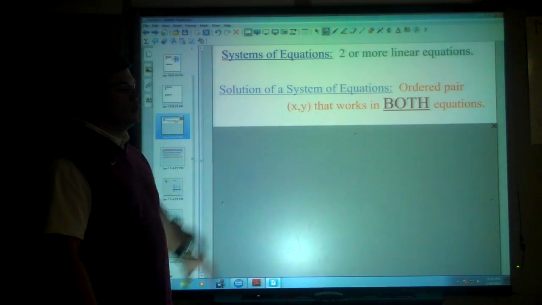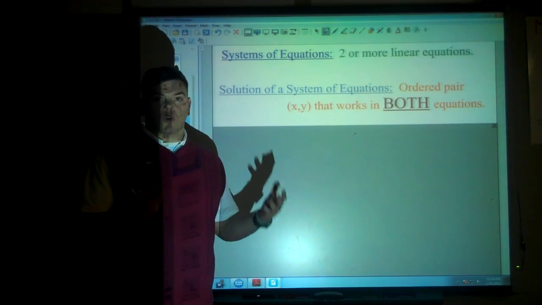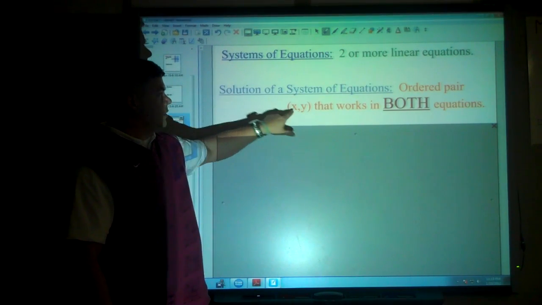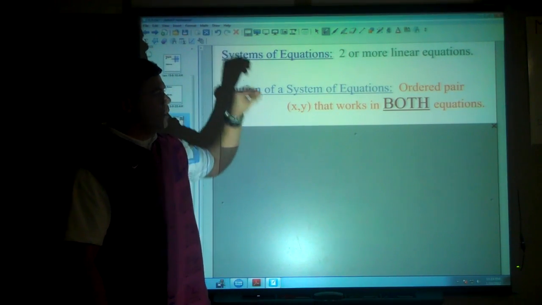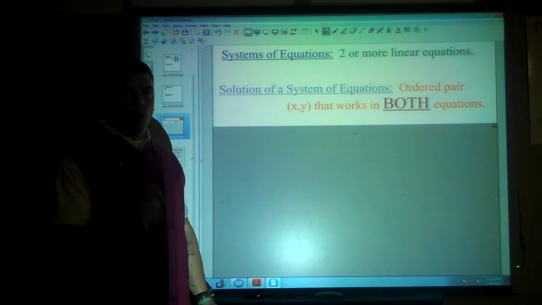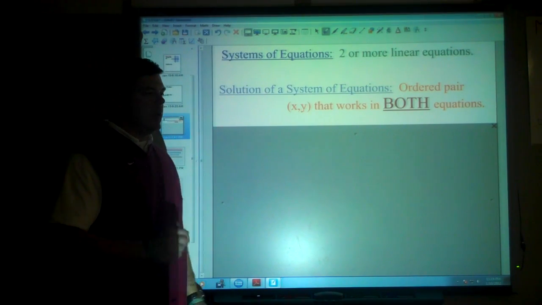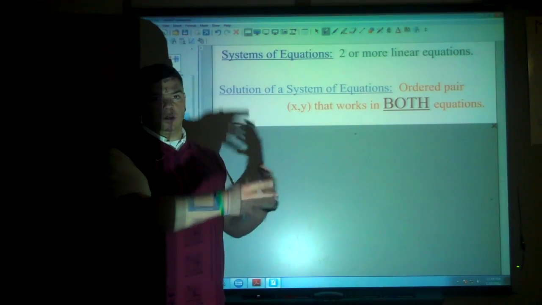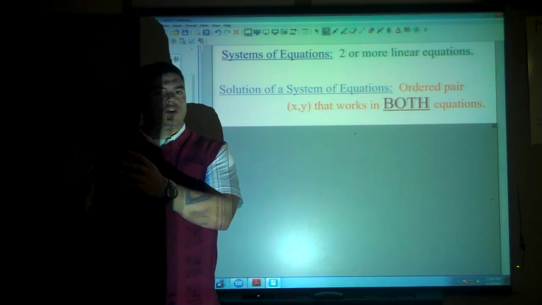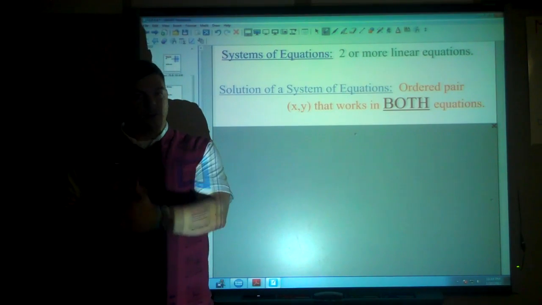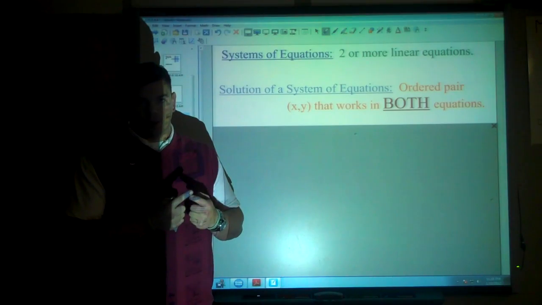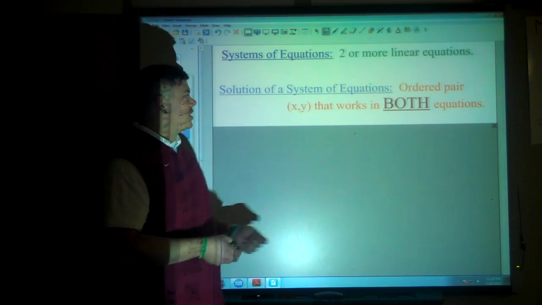Now, in order to find a solution, we've spent a lot of time finding solutions for one equation. Now we got to find an answer that'll work, that means an x and a y, that'll work in both equations. So we're looking for one very specific ordered pair. If you think about it, this equation right here has an infinite amount of possibilities that are answers to it. And this equation over here has an infinite amount of possibilities that are answers to it. What we're trying to find is the one that they might have in common. That would be the solution to the system.